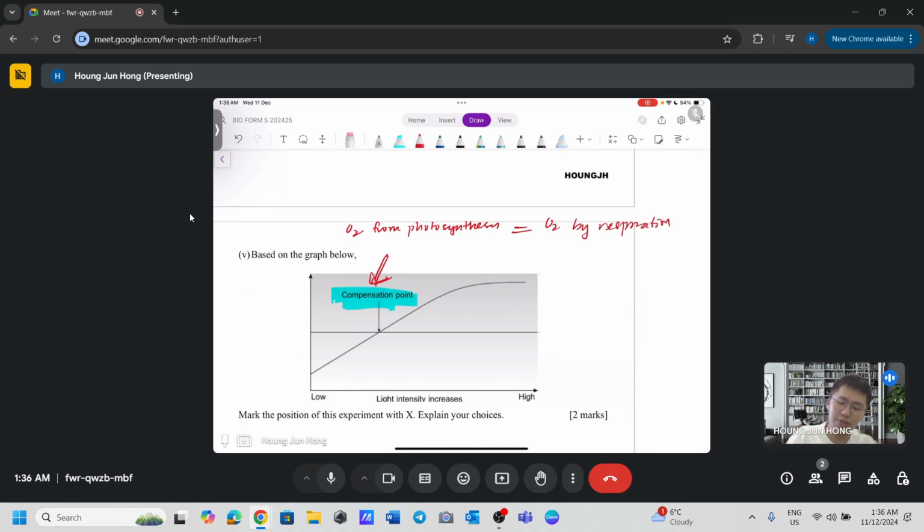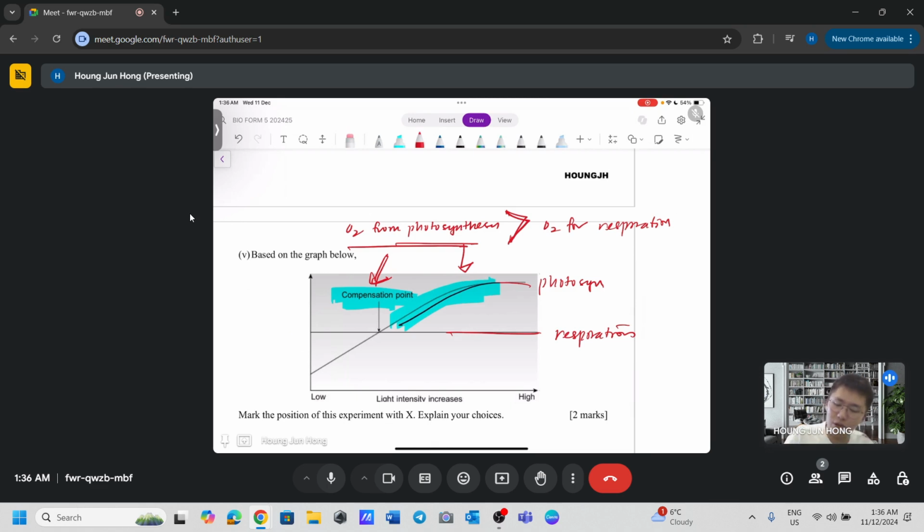I would say, okay, oxygen for respiration. Okay, and again, this line is photosynthesis. So whenever you go above this line, what does it mean over here? That means your oxygen from photosynthesis is now more than oxygen for respiration.